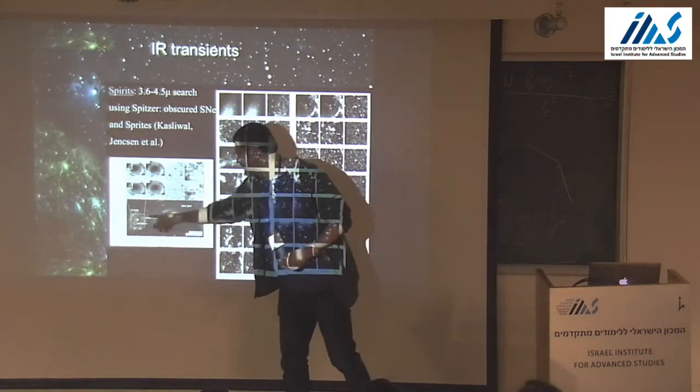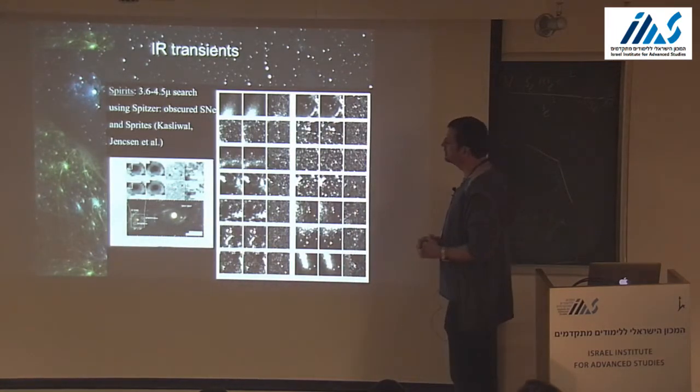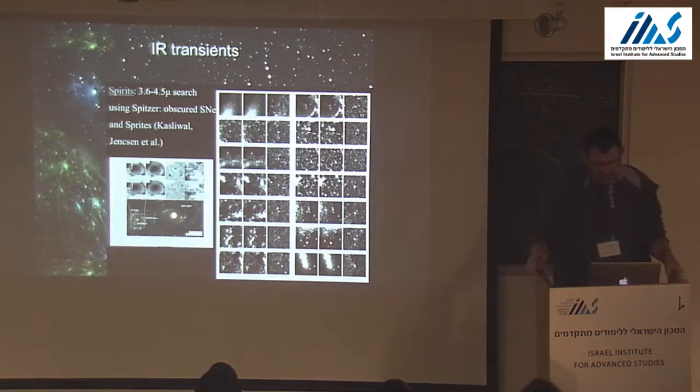This is again in a pair of interacting galaxies. And this is from Mansi's paper, where she defines this class she calls SPRITEs, which are these infrared transients that have no optical counterparts and are less luminous than supernovae. And what they are remains to be fully discovered.